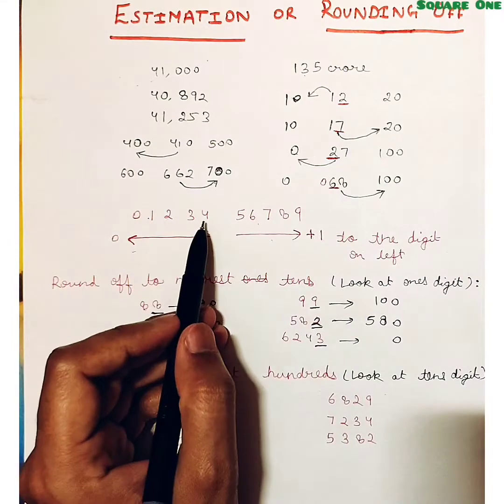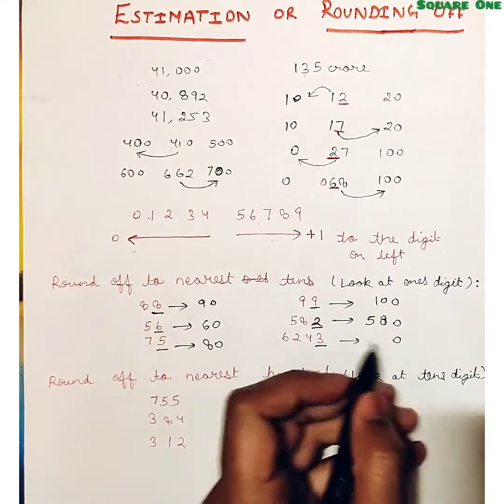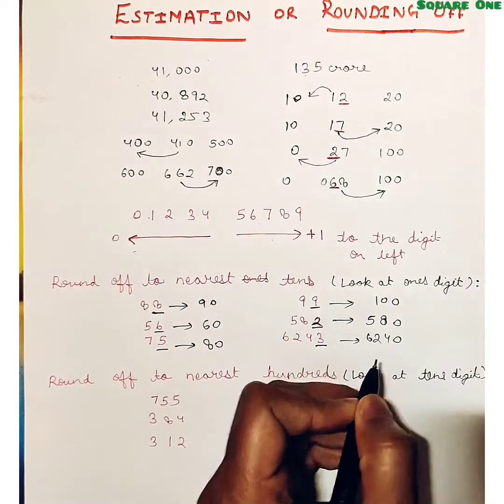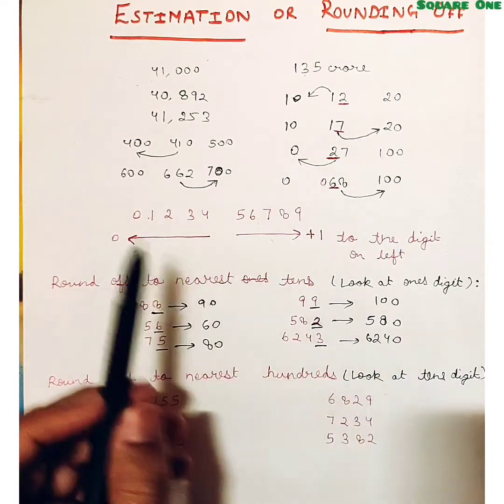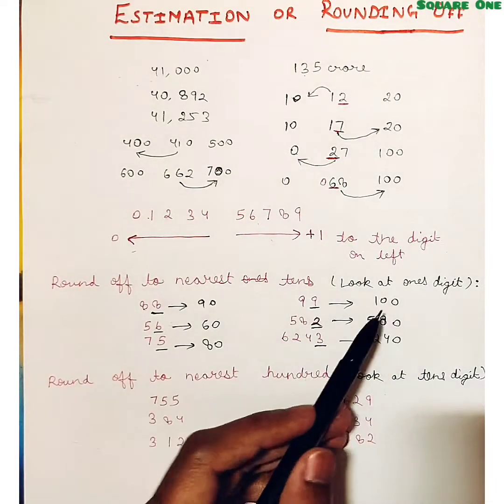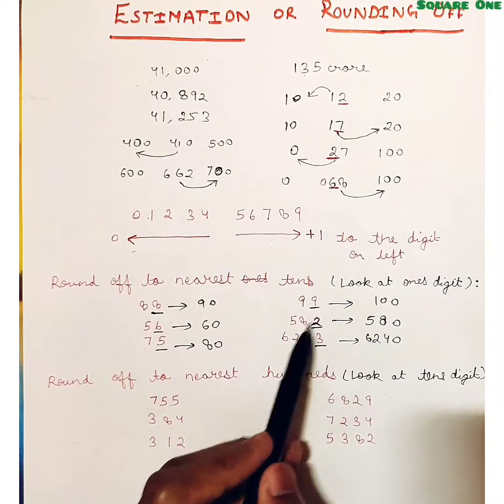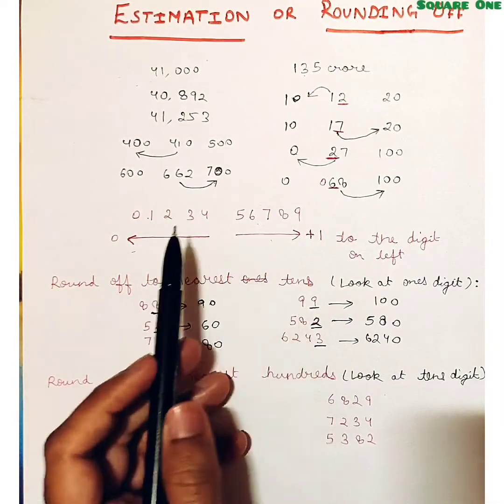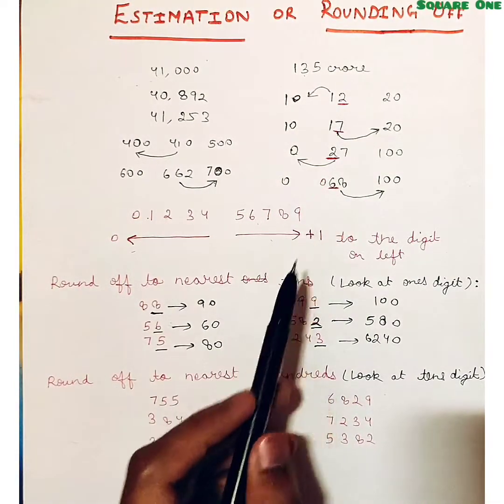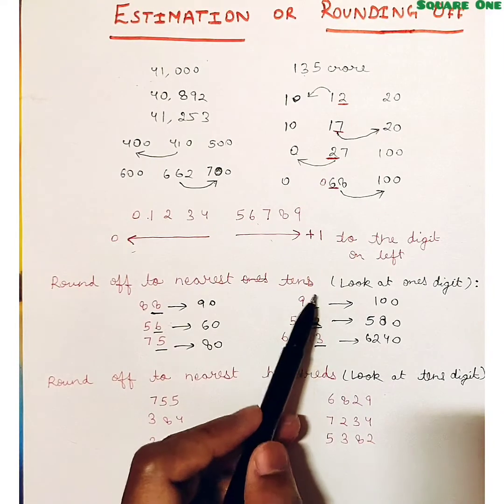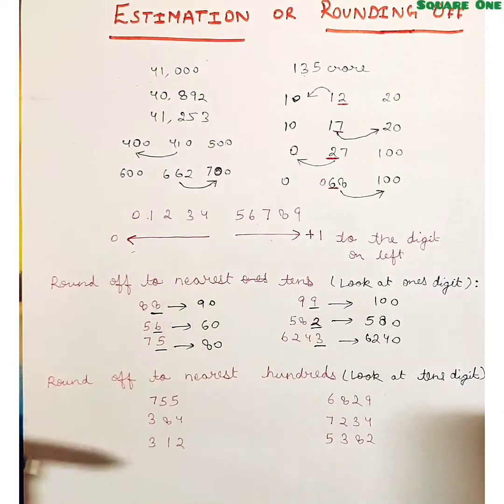digits are 0, 1, 2, 3 or 4. 3 becomes 0 and the rest of the digits remain the same. So whenever the digits are 0, 1, 2, 3, 4, you round off the digits but no change comes to any of the digits on the left. If the digits are 5, 6, 7, 8 and 9, then 1 is added to the digit on the left and the rest of the digits become 0.